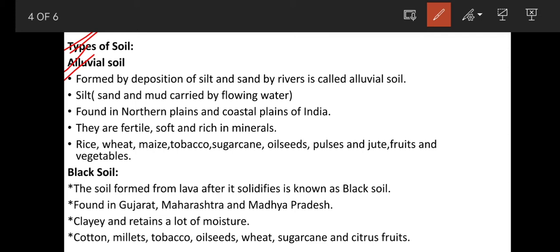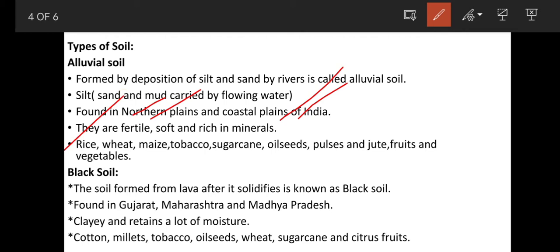Those types of soils which get deposited by the rivers are known as alluvial soil. They deposit silt and sand. Silt means what? Sand and mud carried by flowing water. When the water flows, they carry sand and mud along with them and deposit in different parts of the plain areas. And alluvial soils are found in the northern plains and coastal plains of India, which are physical divisions of India. These physical divisions receive sufficient water.